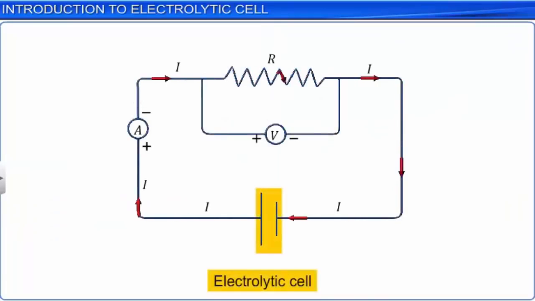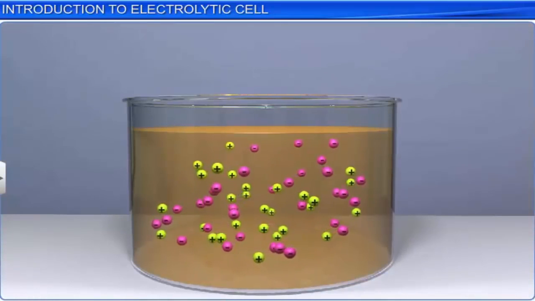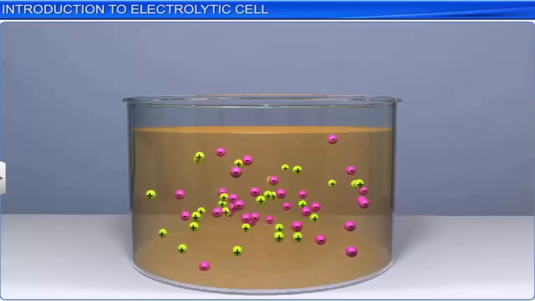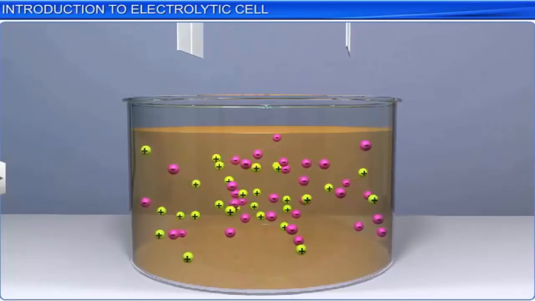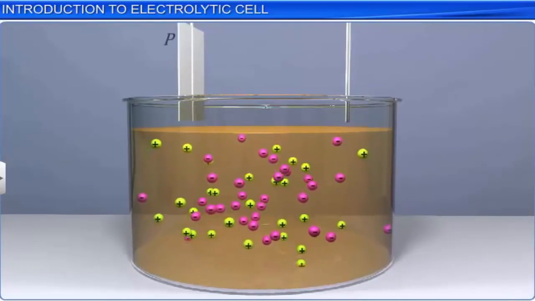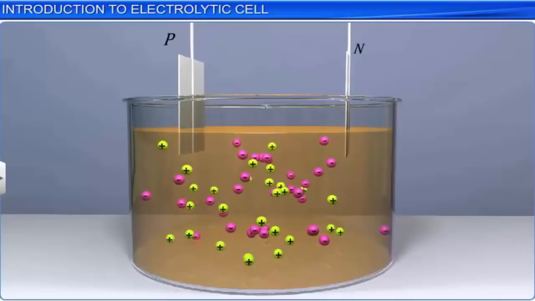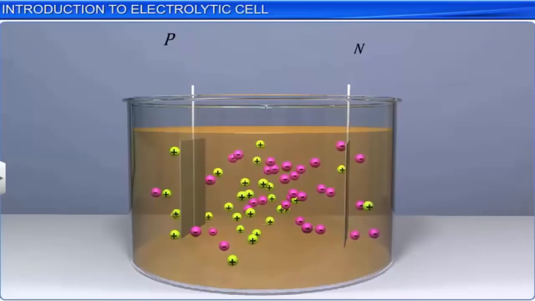An electrolytic cell is a device which maintains a steady electric current in an electric circuit. Let us now understand the construction and working of an electrolytic cell. An electrolytic cell consists of two electrodes, positive P and negative N, immersed in an electrolytic solution, also called an electrolyte.